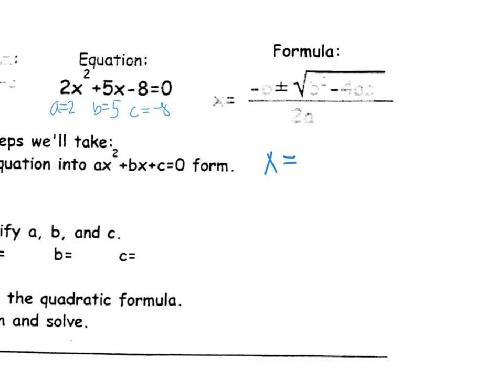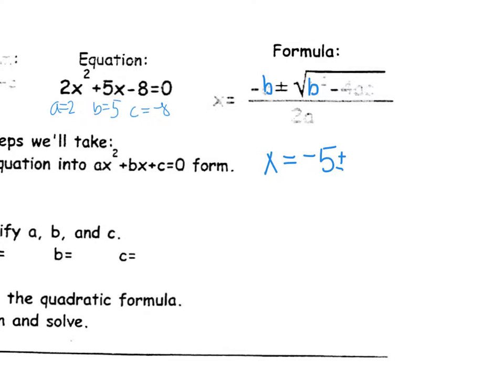So the first thing is opposite of b. And that's really hard to see, but that is a b. So what is this? So opposite of b. Whatever b is, you just make it opposite. So in our case, b is 5, so the opposite of b would be negative 5.